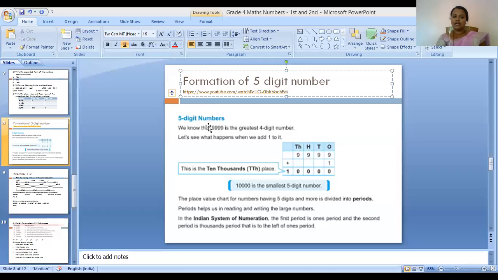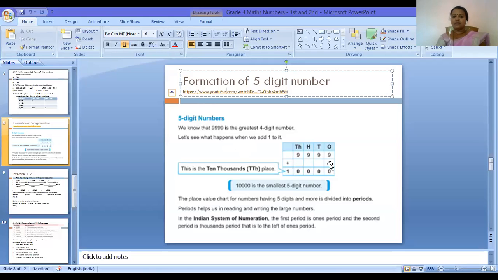So I hope you might have learned about it very well. So let's move back to the presentation. So here we have 5-digit number. What we have recalled, let us look on this.